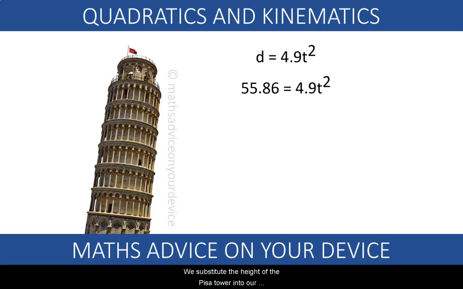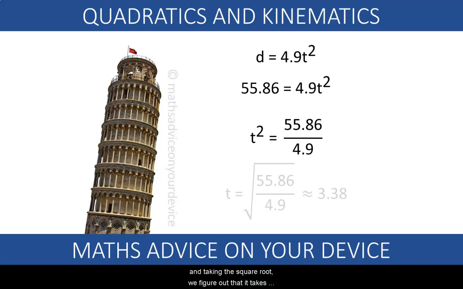We substitute the height of the Pisa Tower into our equation, dividing both sides by 4.9 and taking the square root. We figure out that it takes about 3.38 seconds for the object to reach the ground.